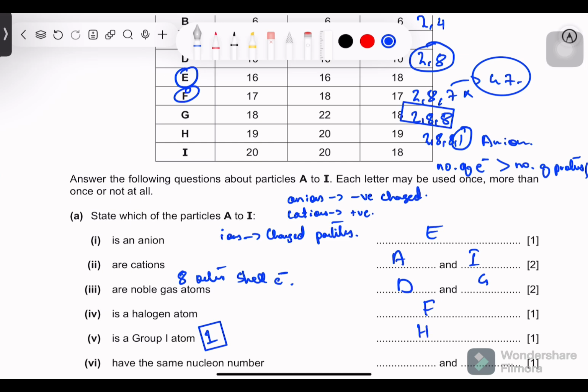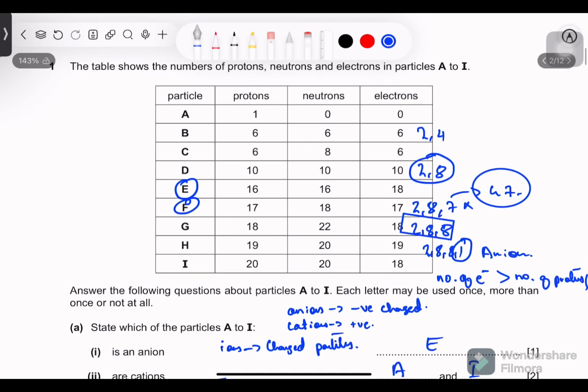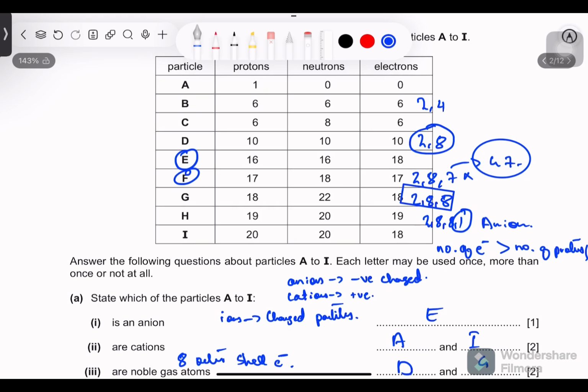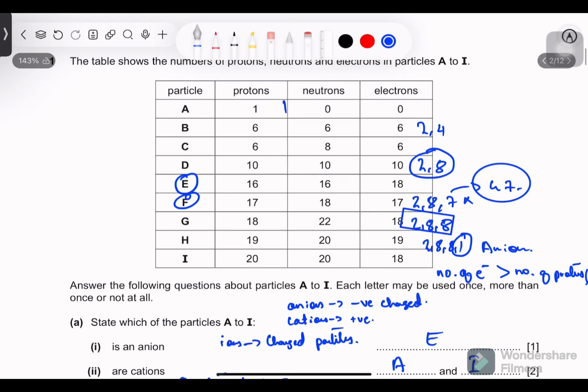Have the same nucleon number. So the nucleon number is the sum of protons plus neutrons. So that should be equal for these two atoms which they're talking about. So the nucleon number of A is 32, as we're just adding the protons and neutrons. As for this, 17 plus 18, 35.